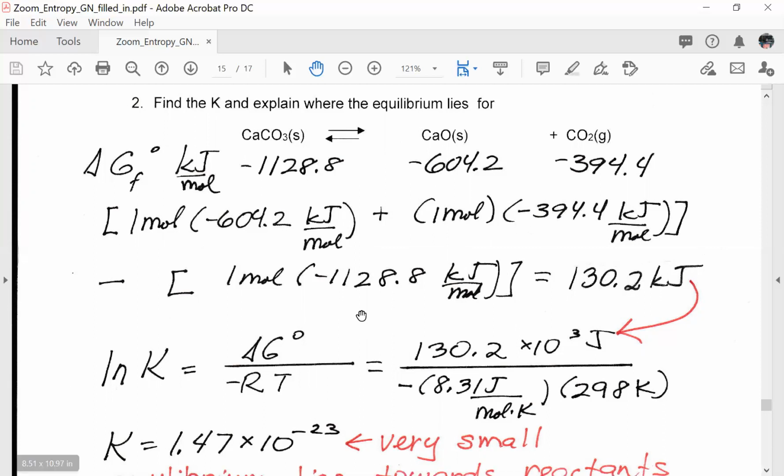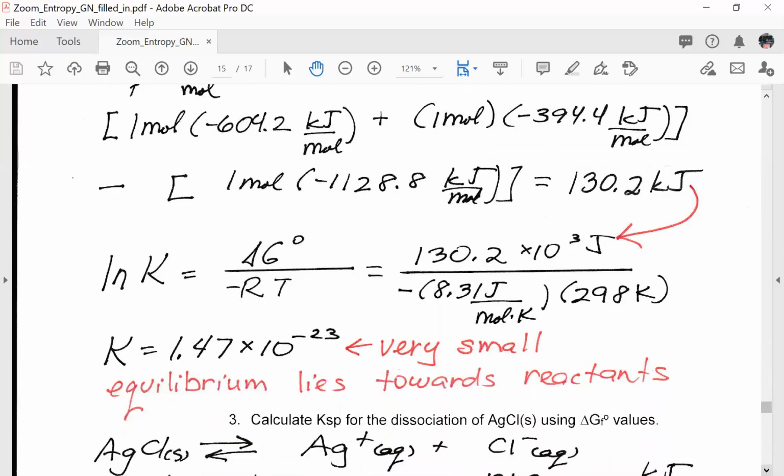This is the equation we're going to use. Natural log of K equals delta G at standard state over minus RT. So we put our delta G on top. This is our R, that's our T. Take the antilog of both sides. So we get our K. So our K is 1.47 times 10 to the minus 23. It's very small. That means the equilibrium lies towards the reactants.